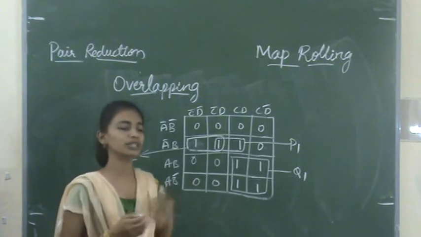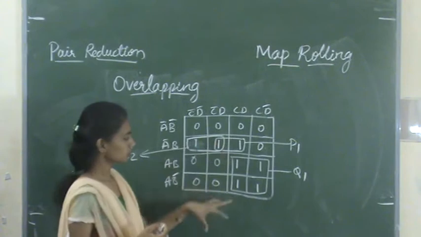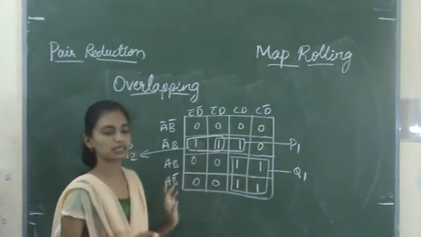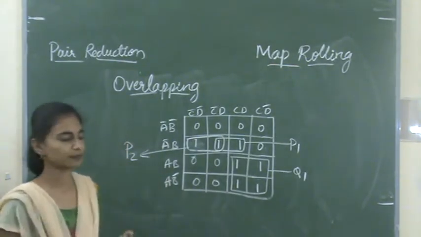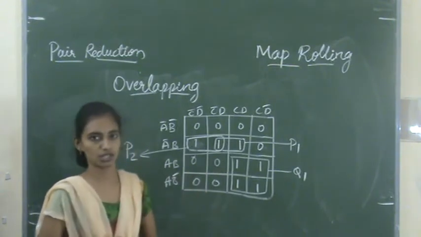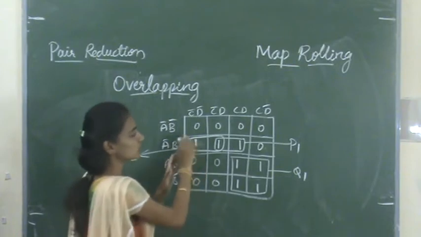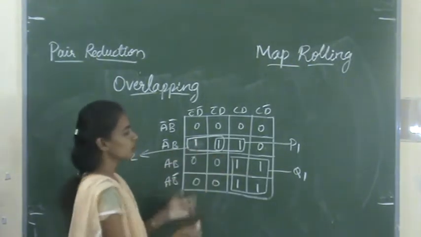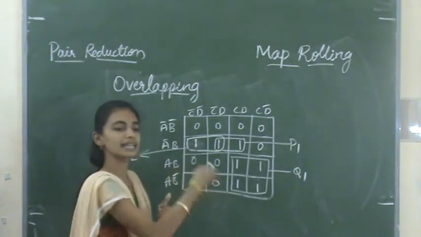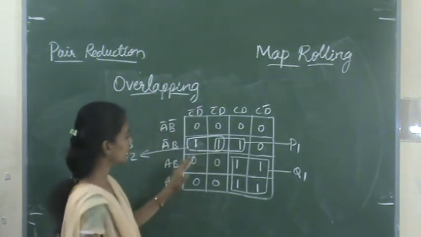When we are doing overlapping, suppose any one of the values in that K-map is not encircled with any of the ones, then we will go for overlapping to reduce the expression. Okay. So before that, this one is not encircled with any of these, right? So I am encircling this one with the already encircled one. So that we call overlapping. So now reduce this expression.